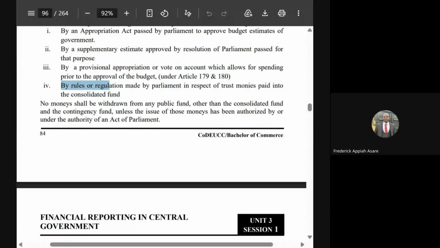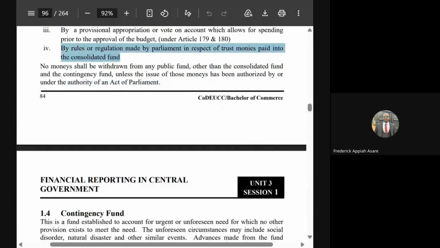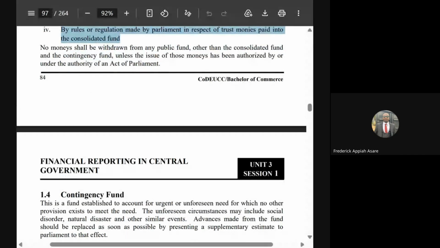Then, by rules or regulations made by Parliament in respect of trust monies paid into the consolidated fund. This one is also where the Act of Parliament will give the government the right to order that an amount that has been put in the trust of the government must be taken from the consolidated fund.